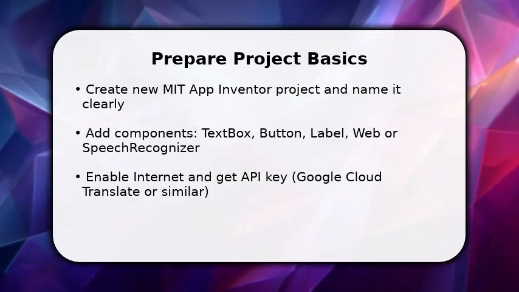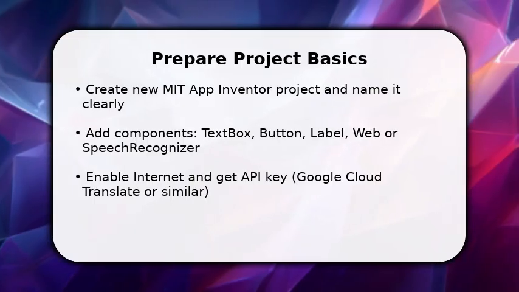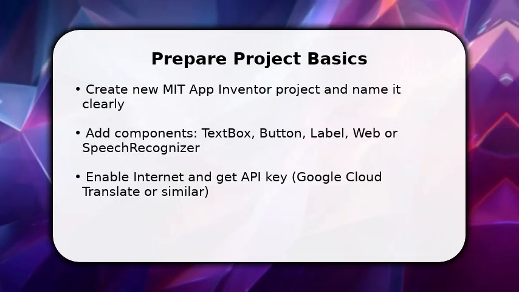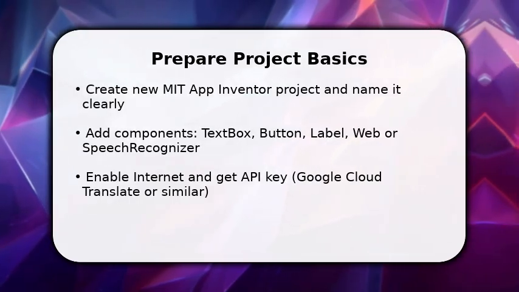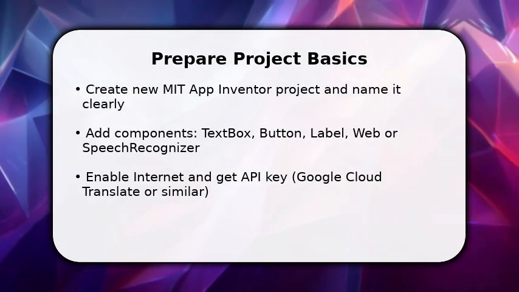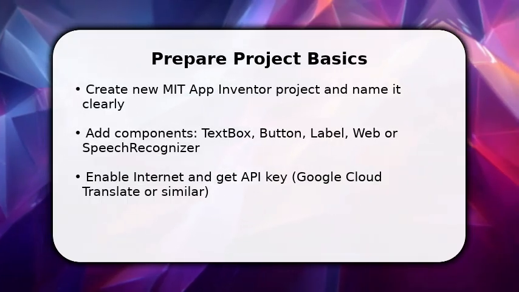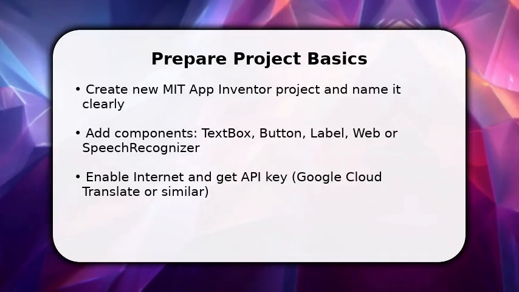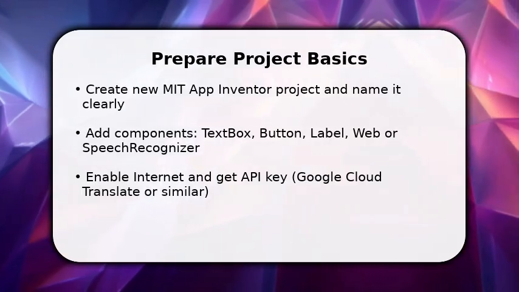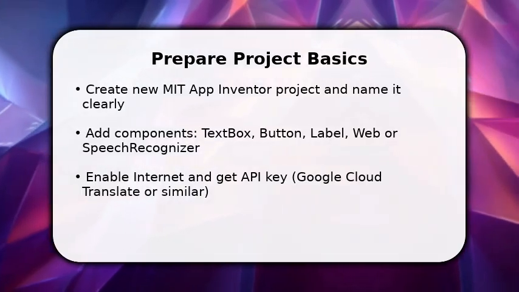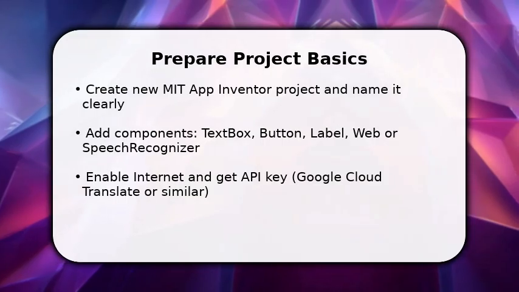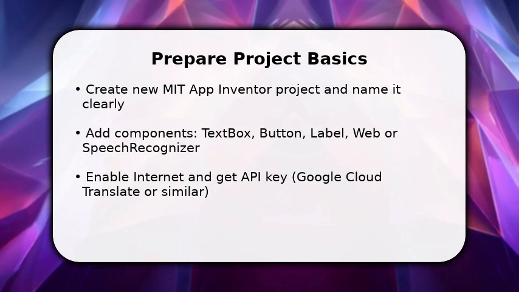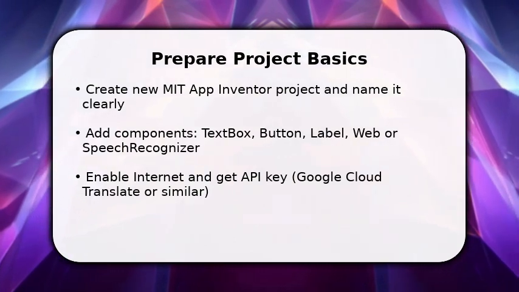You start by creating the project and placing UI elements: a text box for input, a button to translate, and a label for output. Add a web component for an HTTP API or the speech recognizer if you want voice input. Once done, obtain an API key from your chosen translation service and paste it into a secure project variable. Make sure to set web URL to the endpoint template. This immediately lets you test simple GET or POST requests and move to blocks.